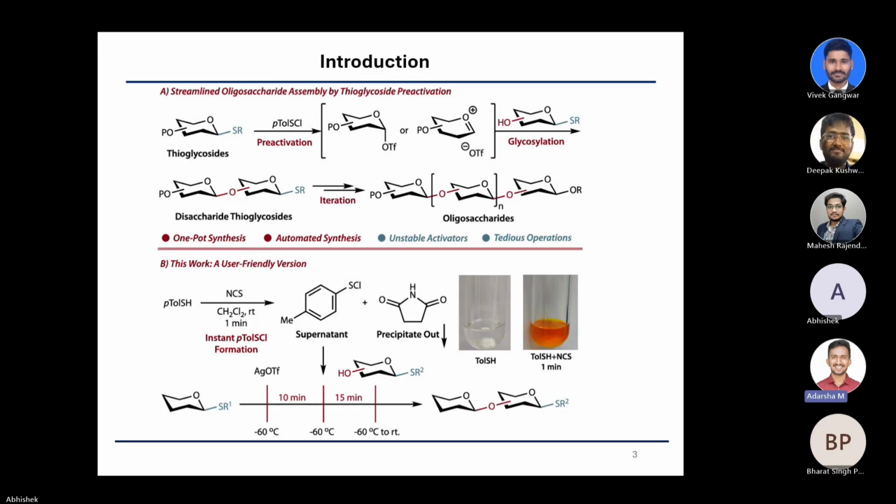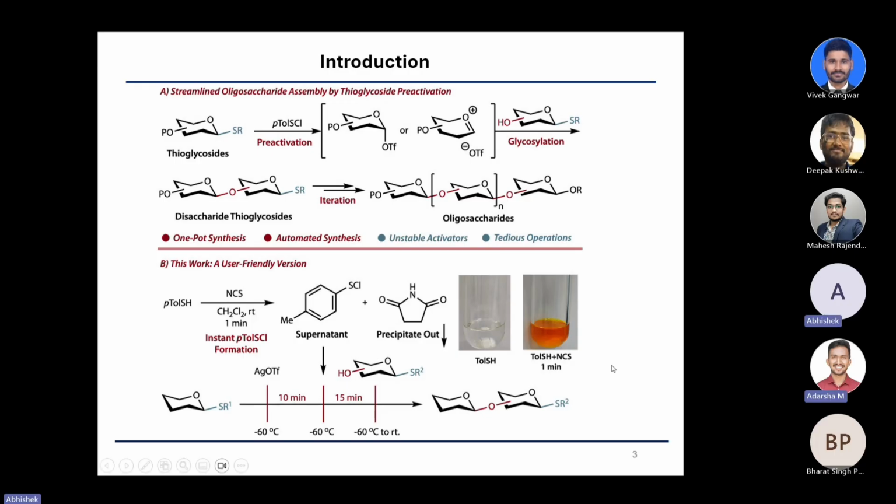Just with the silver triflate, sulfur will not activate, na? But from this sequence, whatever we can make out, whenever the temperature is going from minus 60 to room temperature, only then the reaction is happening. Okay. So if that's the case, then another acceptor is also there. So the supernatant they are adding, they are adding one equivalent only, they are calculating it.